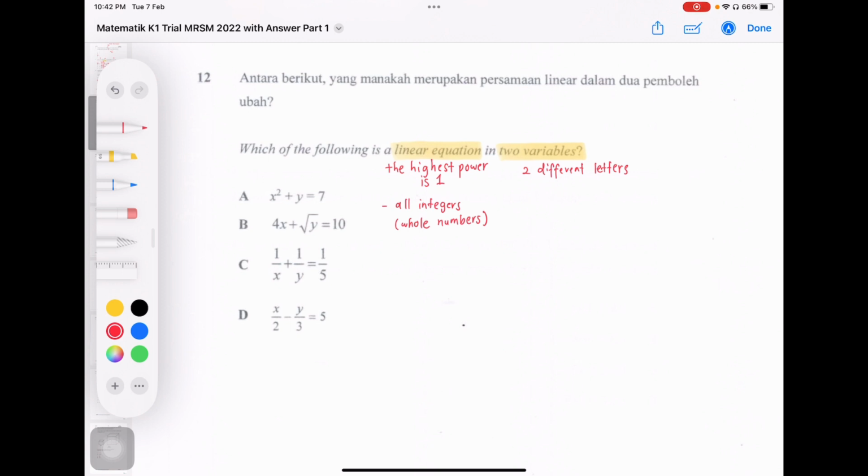The answer is D. A is wrong because the highest power is 2. It's quadratic, not linear. And then B is wrong because when you change square root of Y, it becomes Y to the power of 1 over 2. So it's not integer. And then this one, when you change, it becomes a power of -1, which is not integer.